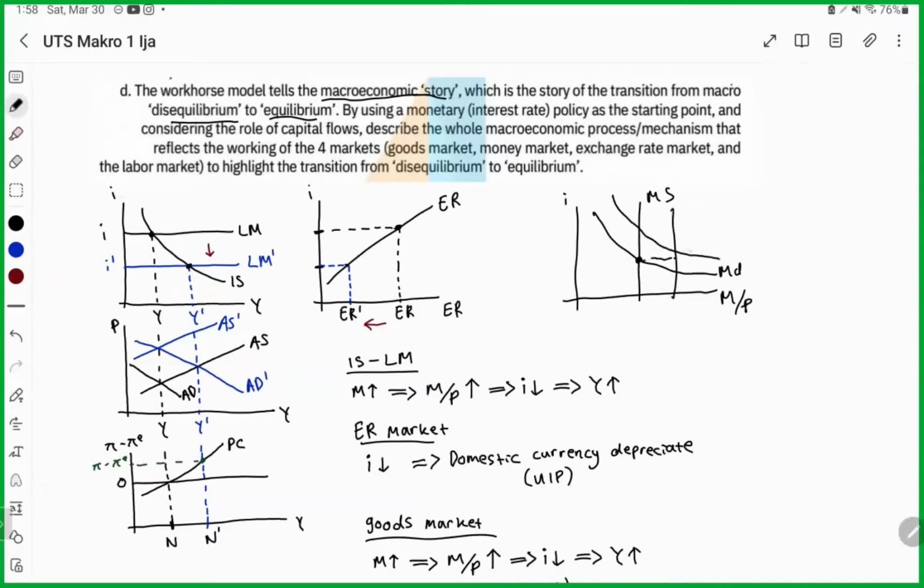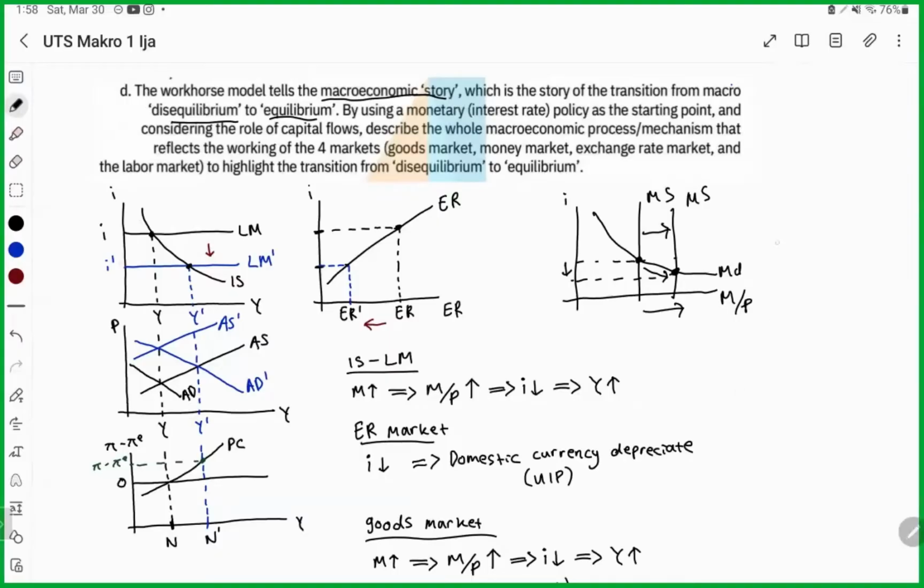Oh my God, I'm sorry, my drawing is very bad. Okay, money supply increases, right? Okay, here. Ta-da! Here, money supply increases. The real balance will increase. Ta-da! Here.